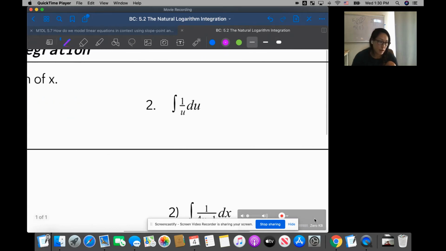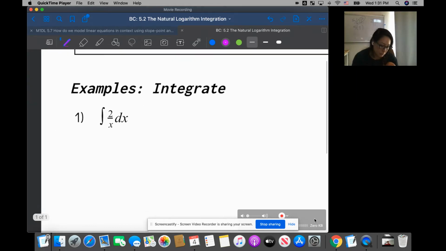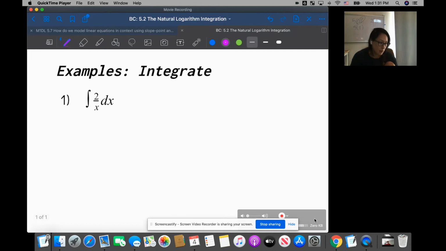Okay. If I have the integral of 1 over u du, that would be the ln of the absolute value of u plus c. Okay. All right. Next up, I'm going to rewrite my integral as 2 times the integral of 1 over x dx. And I remember that the integral of 1 over x dx is ln. So this is 2 times the ln of the absolute value of x plus c.